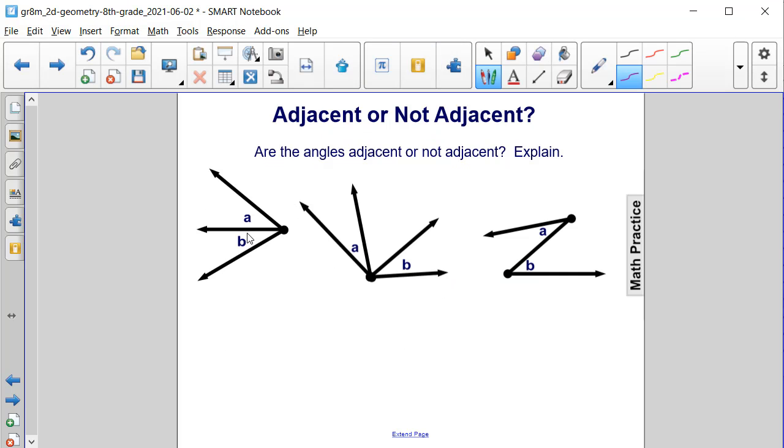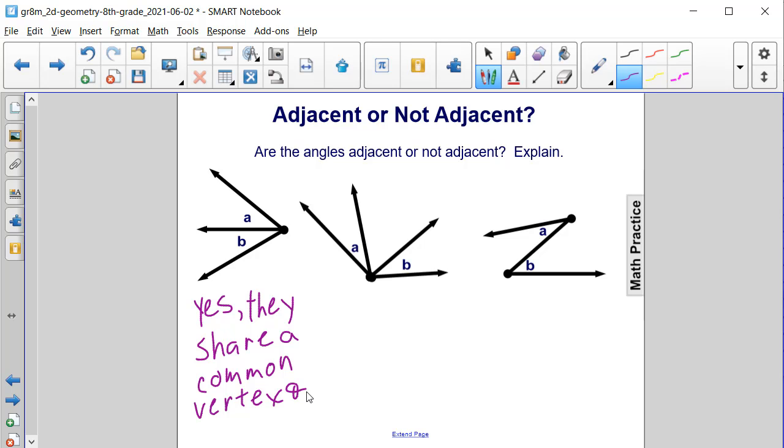Are the angles adjacent or not adjacent? Explain your answer. On our first one, we have angle A here on top, and we have angle B down here on the bottom. Since angles A and B share a common vertex and common ray, they are considered to be adjacent. So yes, they share a common vertex and side.